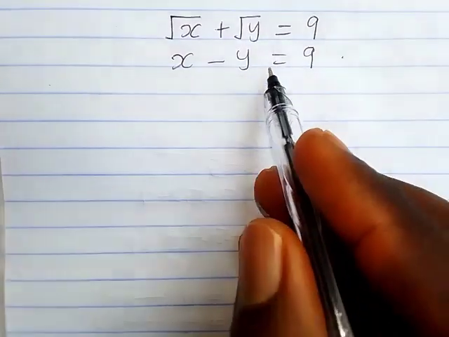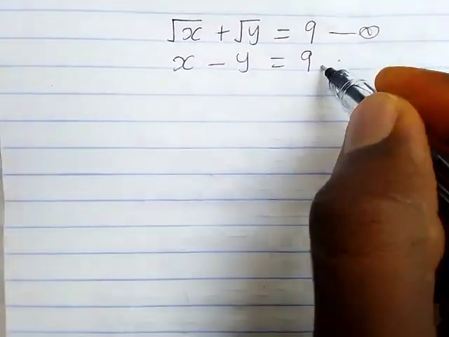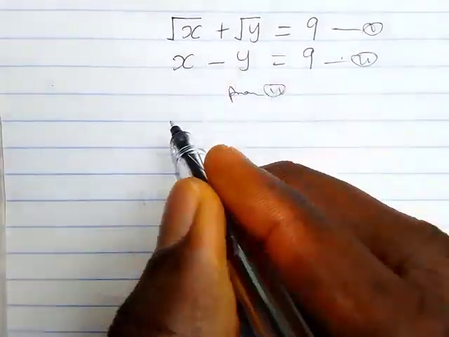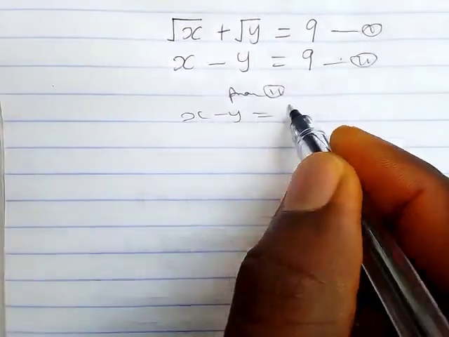Hello, how do we solve this equation? So let's call this equation 1 and let's call this equation 2. So from equation 2, we have x minus y equals 9.